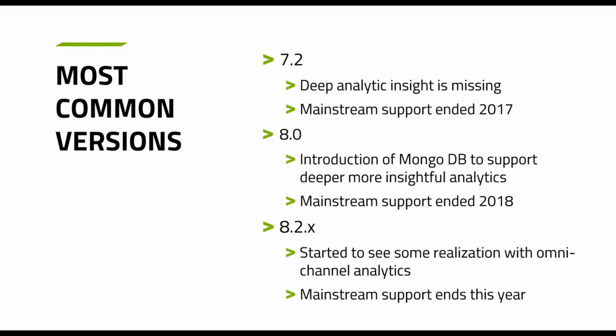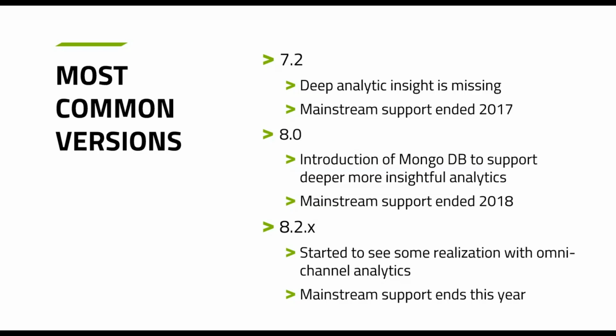First, we have Sitecore 7.2. So this is one of the older versions out there. We're missing out on deep analytic insights, along with numerous performance benefits. A lot of people held on to 7.2. It was comfortable, and the introduction of MongoDB for that deep analytic gathering became a little bit of a blocker for them. Important thing to note is Sitecore 7.2 left mainstream support 2 years ago. It is going to be coming up shortly on ending even extended support by Sitecore.